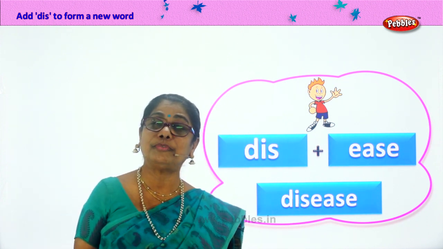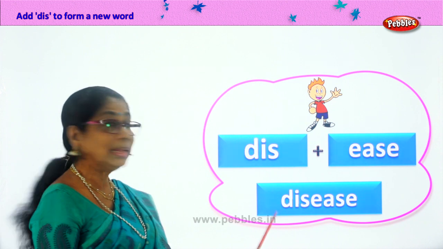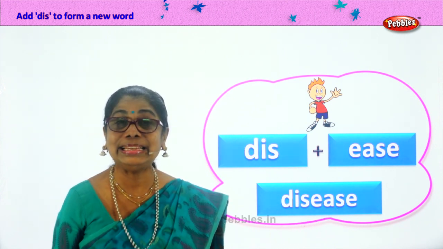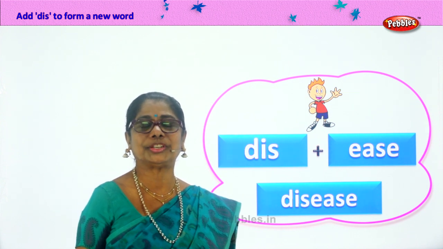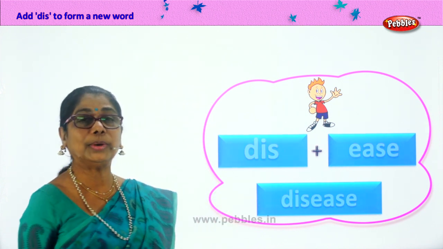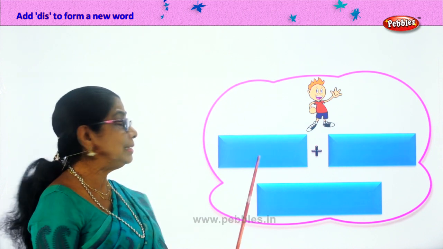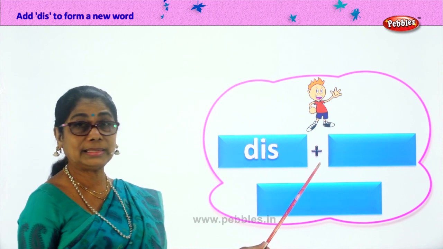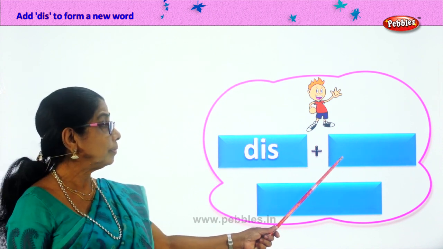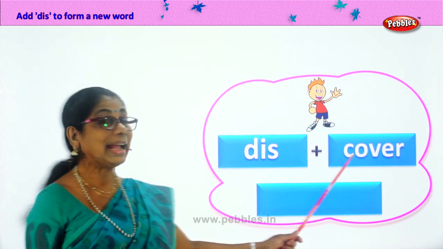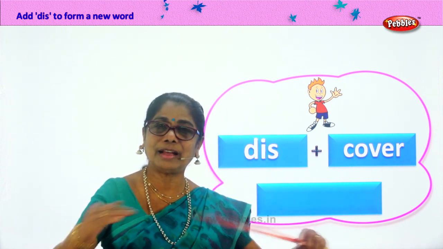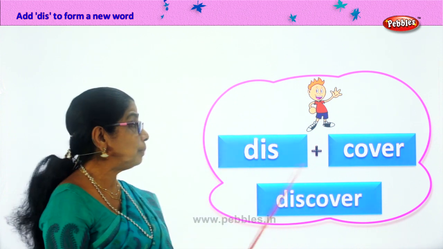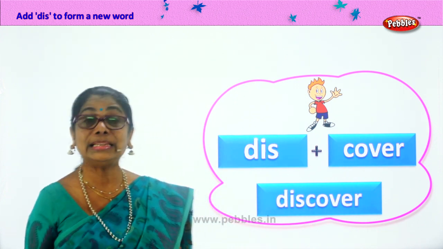You eat food uncovered from the roadside, then you go and collect disease. Then you stay in bed for many days. Spell disease, D-I-S-E-A-S-E, disease. Let's look at another word. Place this in front of it. This plus cover. Cover. Discover. That means you find something new.